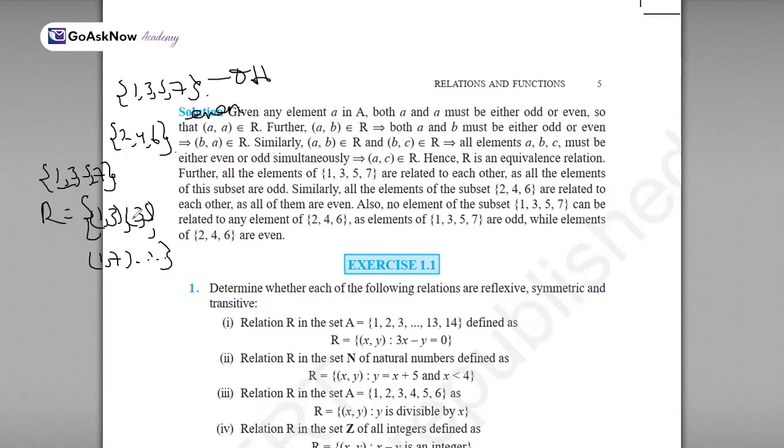It is 100% true. And for the other part, that is 2, 4, 6, these are also related to each other because these all are even numbers, and we can form the ordered pairs of even numbers 2 comma 4, 4 comma 6, and these will be present inside the relation R. Okay, because these are all even numbers. So this is the solution for this question.